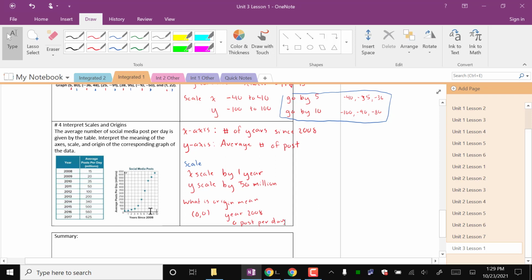Use these notes to help you answer the practice problems for this section.